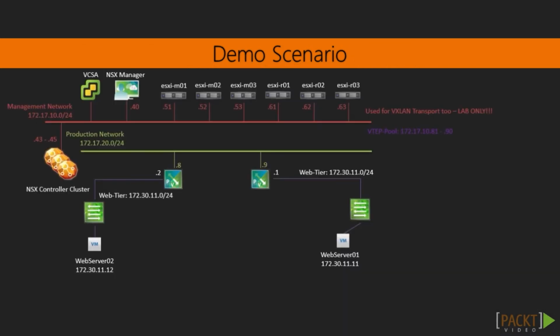In this demo scenario, we are going to revert what we did before with a layer 2 VPN scenario. For this, we are going to move the web server 02 back to the original logical switch for the web tier.